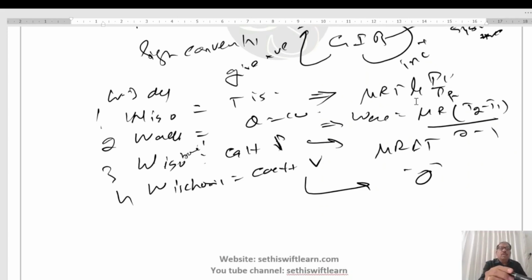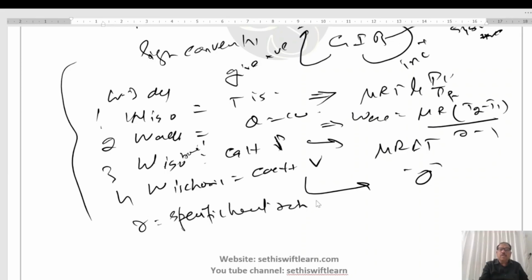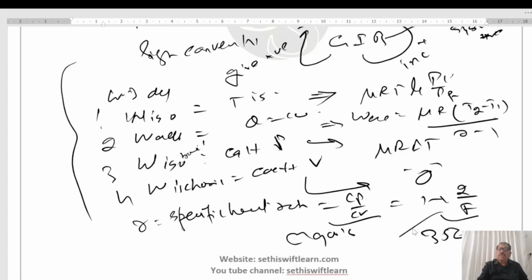Also, what is gamma? Gamma is the specific heat ratio, Cp over Cv, related through Mayer's relation. It is equal to 1 plus 2 by f, where f is the degree of freedom. This is for monoatomic, this is for diatomic, this is for triatomic. These are the cases, right?